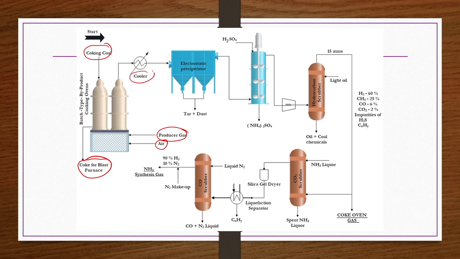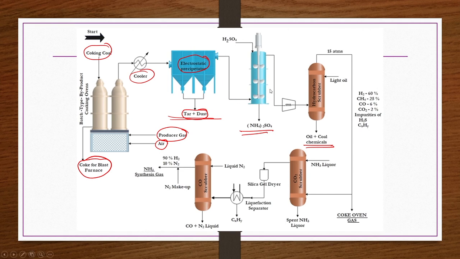They are passed through a cooler. Then they undergo different types of separation and purification steps. The first purification step is the electrostatic precipitator, to remove tar, dust, and ash contents present in the gas, by applying electrostatic precipitation principles. This is one type of unit operation that we have not studied in week one anyway. So the tar, dust, etc. have been removed from the coke oven gases using the electrostatic precipitation principle.